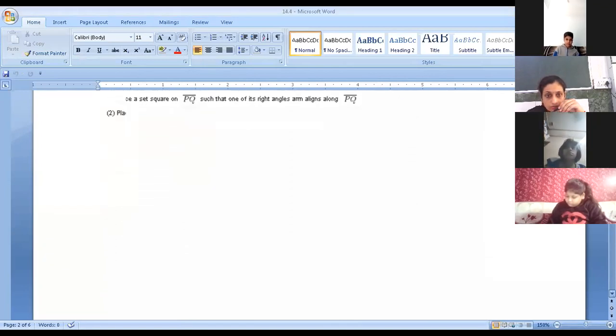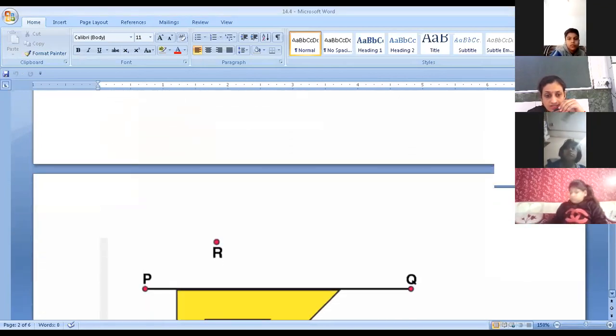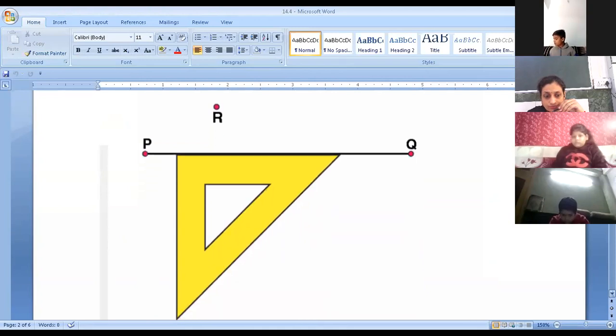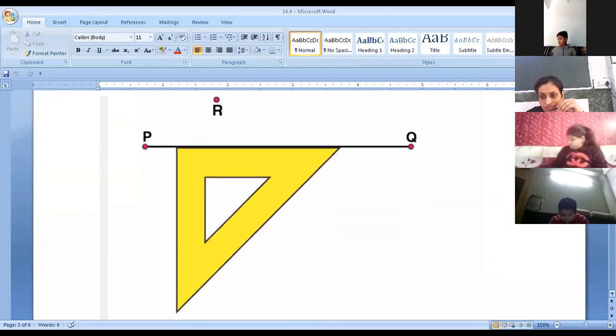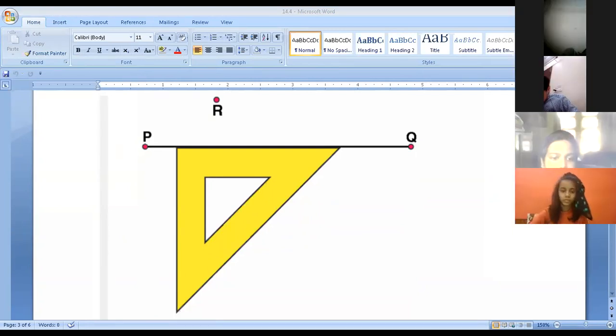Now place your set square like this. In this way, place your set square. All of you place your set square in this way below line PQ.